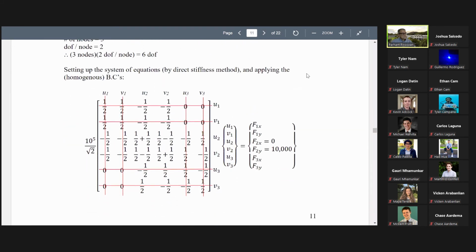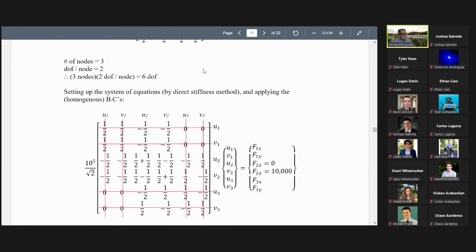And that's what you see here. Number of nodes 3, degrees of freedom per node 2. Therefore, 3 nodes times 2 degrees of freedom per node, it is a 6 degree of freedom problem. So that tells us what size of problem we are solving.